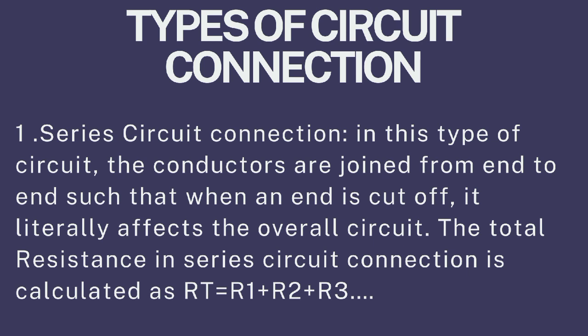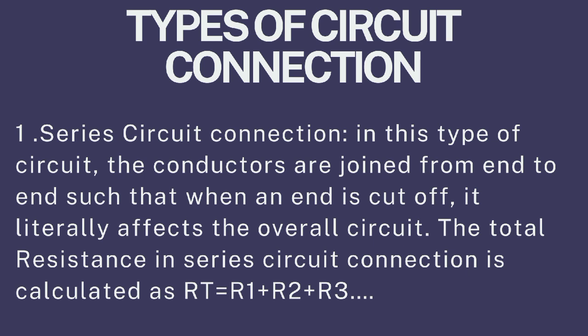That is the implication. So, the total resistance of resistors in series is calculated as RT, which denotes total resistance, is equal to R1 plus R2 plus R3. R1 stands for resistance 1, R2 stands for resistance 2, and R3 stands for resistance 3. So, in series connection, the total resistance is calculated as RT = R1 + R2 + R3.